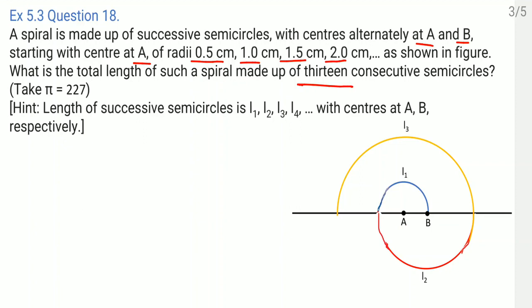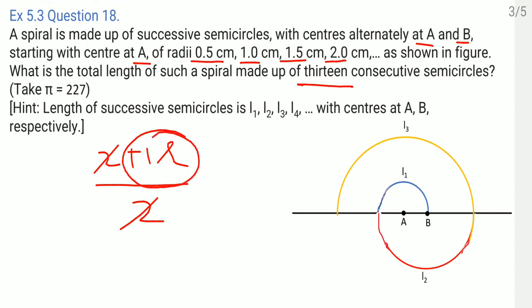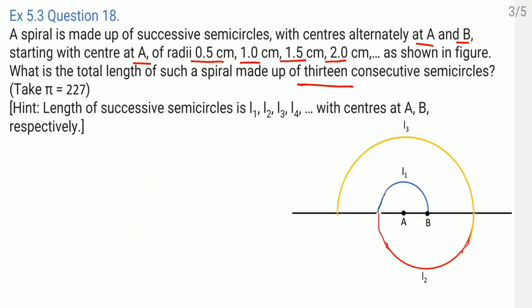Okay, now try to understand. Circumference of the circle is 2 pi r, and length of the semicircle will become what? I will divide it by 2. So 2 and 2 will get cancelled. So this one is the length of the semicircle, right? So the formula is pi r. Okay, so by using this formula, slowly we will get length of each semicircle. See here, I will show you some. Here, first I will write down L1, which is equal to pi R1. For the first radius, I will say R1. So R1 is 0.5. So 0.5 pi.